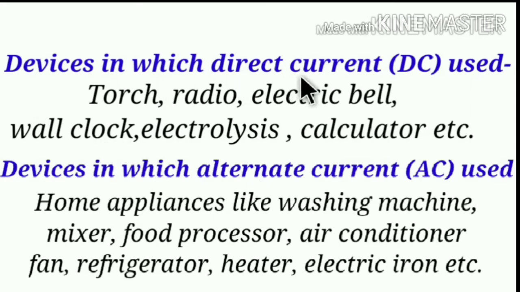Devices in which direct current DC is used: a portable electric torch, radio, electric bell, wall clock, electrolysis, calculator, etc. While the devices in which alternate current AC is used are home appliances like washing machine, mixer, food processor, air conditioner, fan, refrigerator, heater, electric iron, etc.